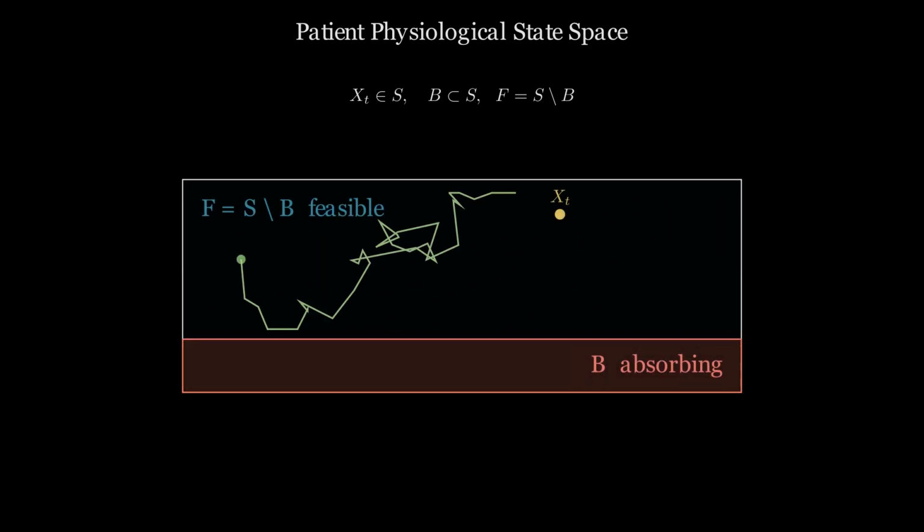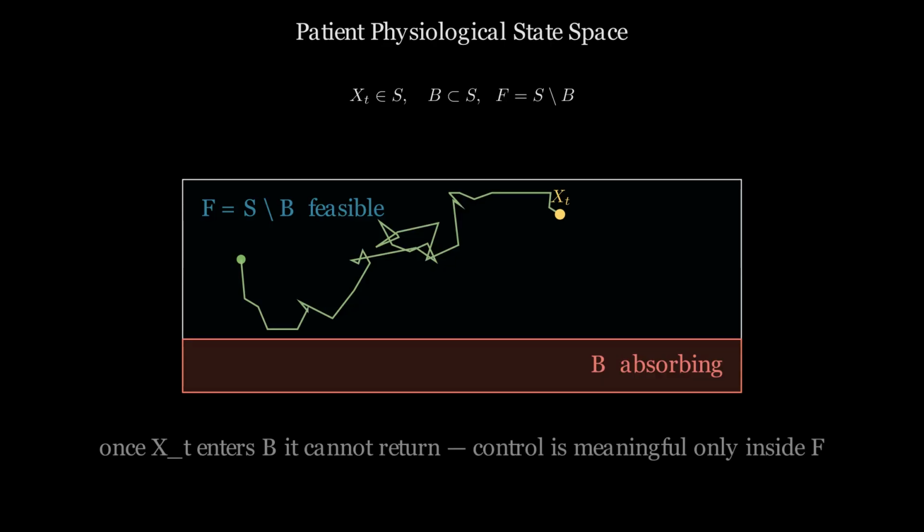A patient moves through a space of physiological states over time. Some states are transient. The patient can recover from them. Some states are absorbing. Once entered, irreversible organ failure has occurred. The absorbing set is the clinical failure region. Clinical management is about steering the patient away from that region. But this requires that the patient currently have sufficient physiological reserve.